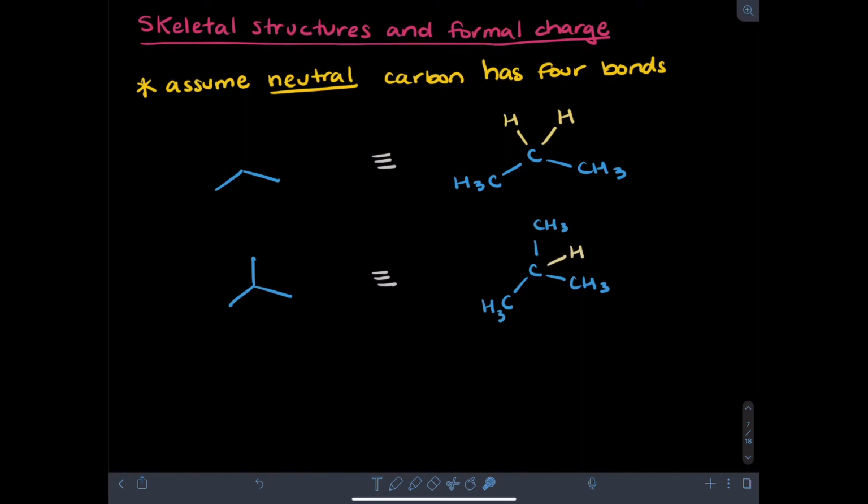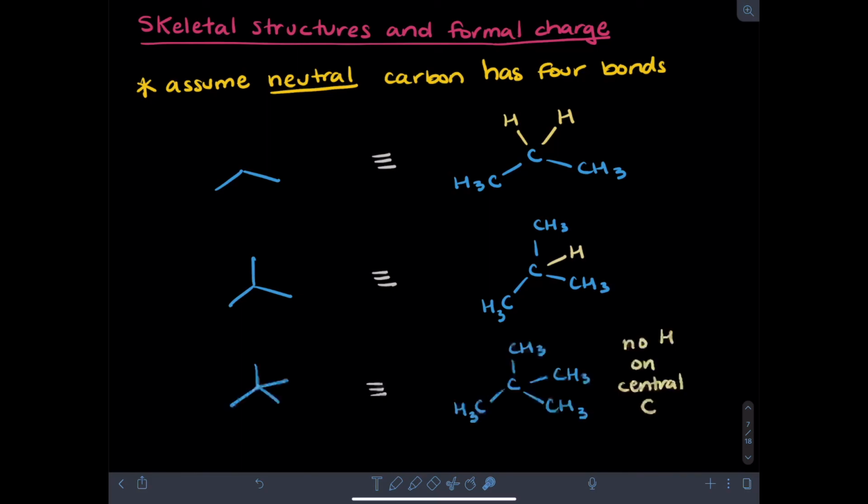Now let's consider a molecule with 4 carbons total, where we have a central carbon that is attached to 3 different outer carbons. If we looked at the inner carbon specifically, it already has 3 bonds to other carbons, so it only has 1 hydrogen attached. And if we look at an example where we have a central carbon with 4 different carbons attached to it, that carbon already has 4 bonds, and so it doesn't have any hydrogens attached.